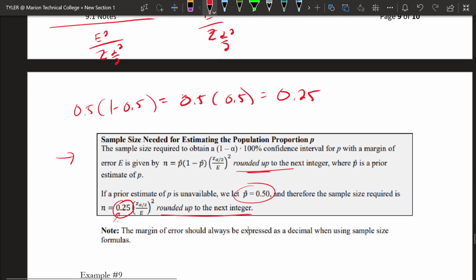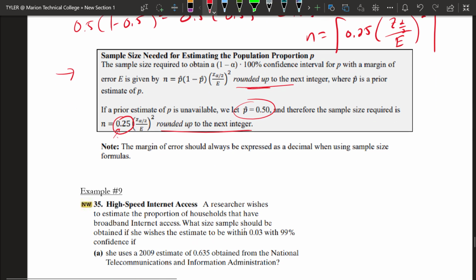And so if the estimate of p hat is unavailable, then that equation would be n equals the ceiling of 0.25 times z alpha divided by 2, divided by e, quantity squared. And remember, the ceiling means always round up. So if we have the ceiling of 1.2, that's just equal to 2. Remember, you always go up to the next integer.